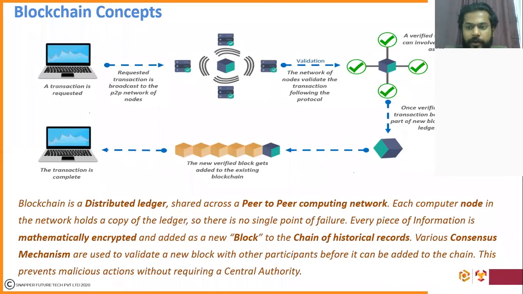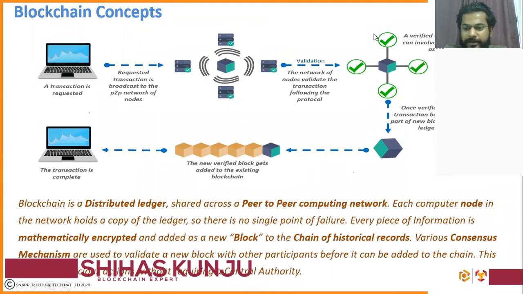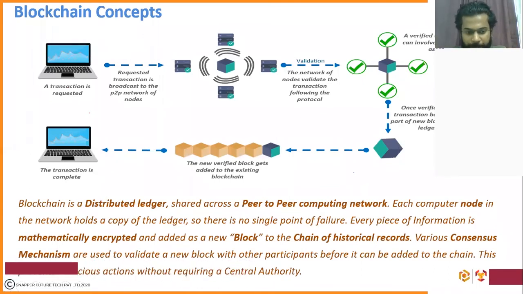Okay, so now I'm going to read out a definition to you guys. I'm not going to explain the definition much. We'll be coming back to this definition. It's basically like an exercise for you; if you're able to crack it, well and good. Okay. So, blockchain is a distributed ledger which is shared across a peer-to-peer computing network. Each computer node in the network holds a copy of the ledger. So there is no single point of failure. Every piece of information is mathematically encrypted.